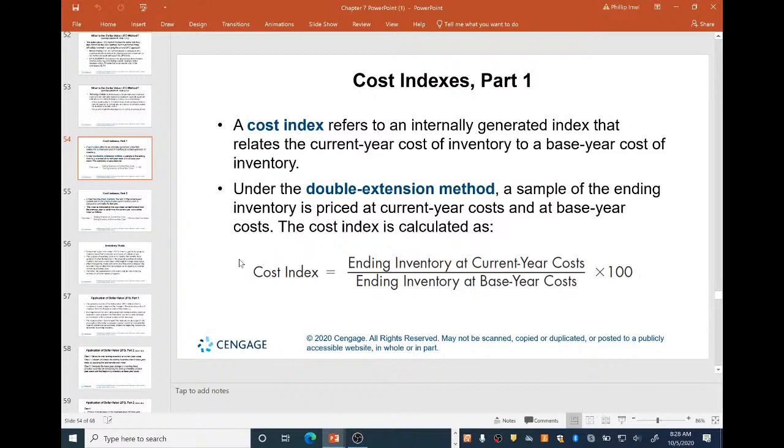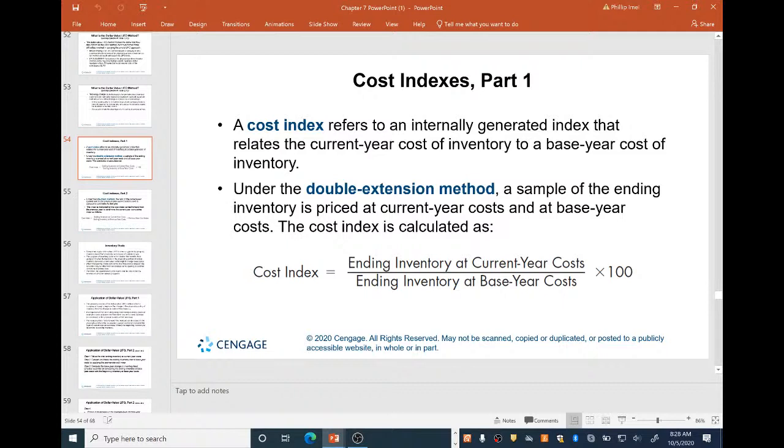Okay, cost index. So let's talk about this real quick. We're dealing with the dollar value LIFO. So the cost index just refers to an internally generated index that relates the current year cost of inventory to the base year cost. So remember, we have a base year at the original up at the top, and we had all those original, that problem with all the different years of inventory. So the base year will be the original with the base year index, okay? So we want to always just refer the current years to the base year, okay?